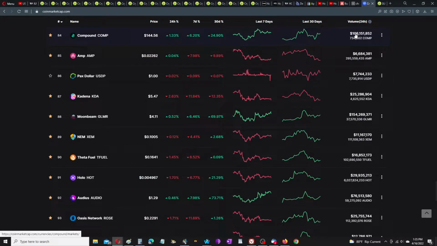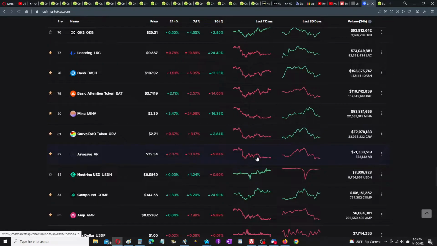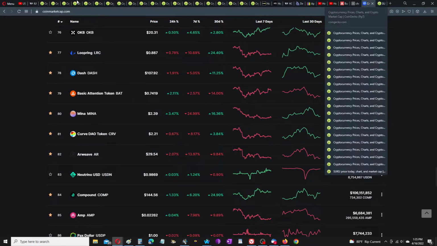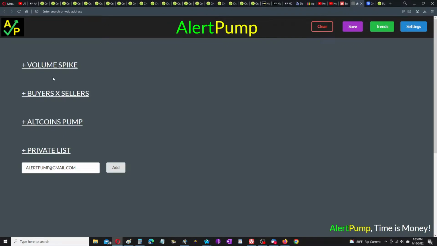This is the volume here. It's not about the volume, it's about volume spike plus buyer power. You see here, volume spike, buyer power.